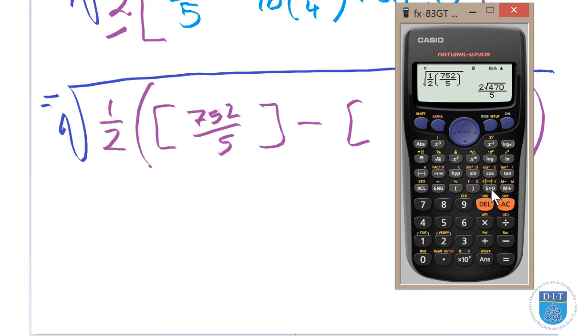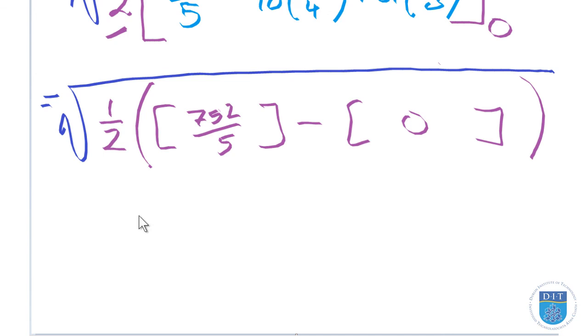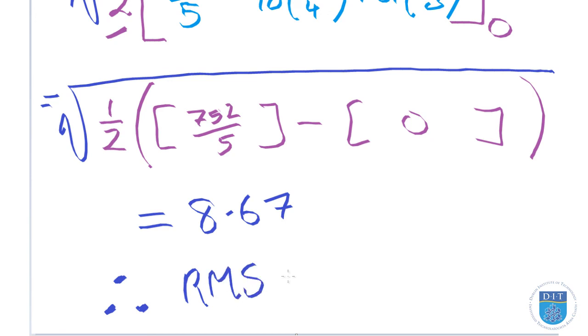It's set to 2 decimal places. Right, third decimal place is 1. It stays, so it's 8.67. Equals 8.67. So therefore RMS equals 8.67. There's a little square around the whole thing.